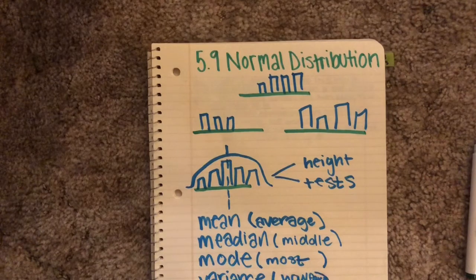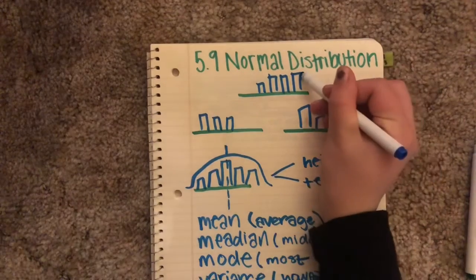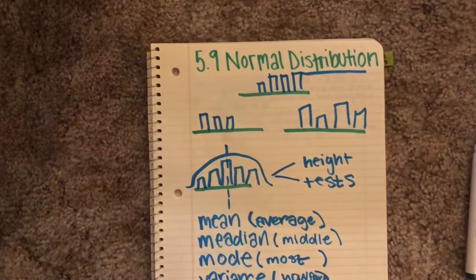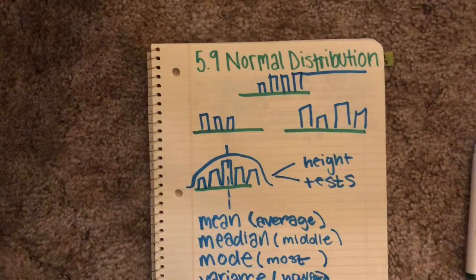So this is for topic 5.9 of the IB curriculum in math standard level, and this is all about the normal distribution. Normal distribution might sound pretty familiar. Distribution is something that's talked about since elementary school math, but you may not remember it called that.